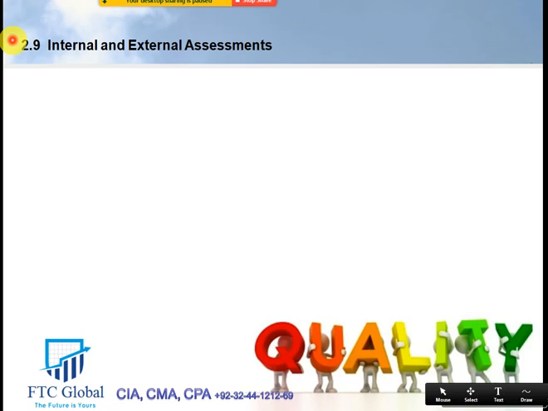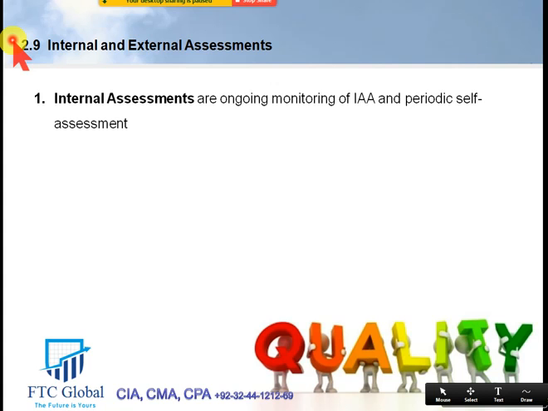Next subunit is 2.9, internal and external assessments. So a little bit of internal assessment first, as we have discussed in the previous lectures. Internal assessments are in fact ongoing, regular monitoring of the internal audit department, but this is done internally. There is no external party involved. Remember, internal assessments are ongoing monitoring of the internal audit department, and it's a periodic self-assessment. Means there is no third party involved, means the employees within the internal audit department.